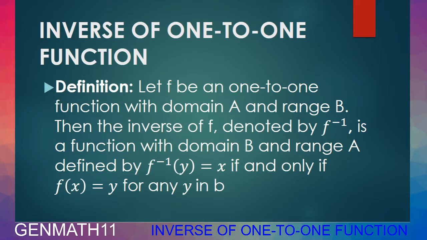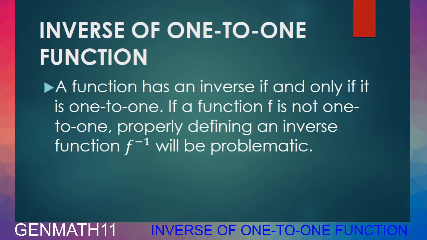Okay? So a function has an inverse if and only if it is one-to-one. If a function f is not one-to-one, properly defining an inverse function f with negative 1 sa taas will be problematic. So ibig sabihin, kapag yung function natin ay one-to-one function, automatic meron siyang inverse function. Kapag hindi siya one-to-one function, or hindi siya pumasa sa horizontal and vertical line test, ibig sabihin, wala tayong inverse.